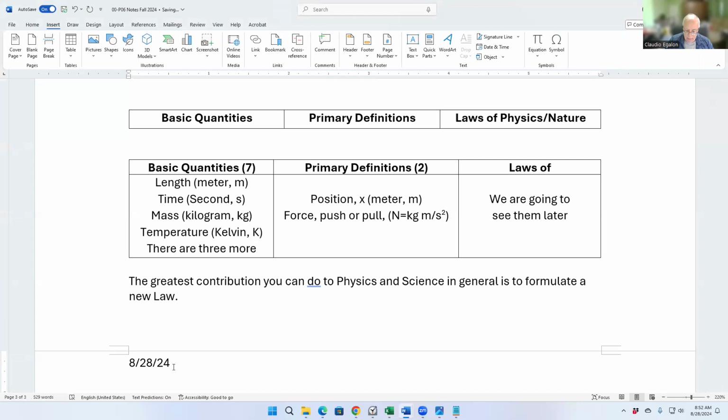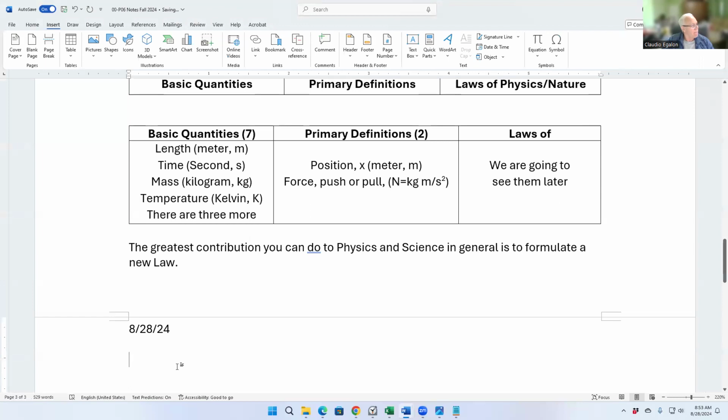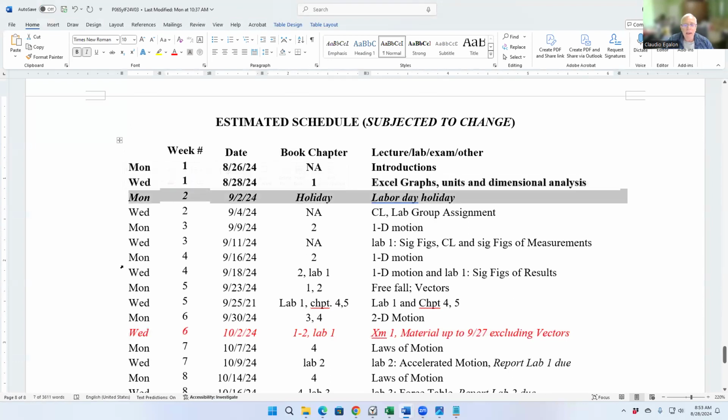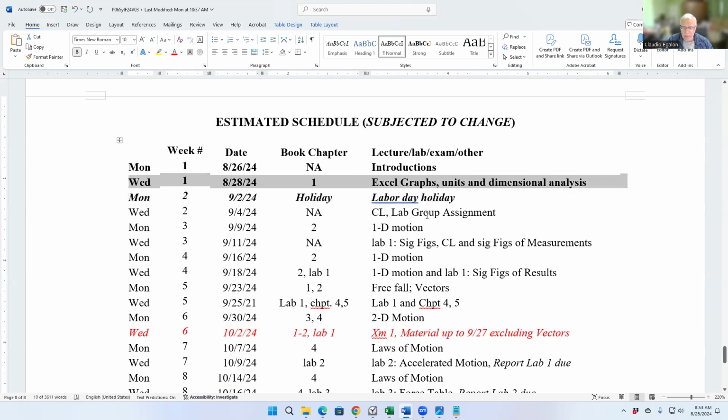8/28/24. And today is Wednesday. Let's take a look at the syllabus. Okay, that's where we are right now. Next Monday is going to be a holiday, Labor Day holiday, so we are not meeting. What I want to cover today is going to be Excel graphs, units, and dimensional analysis. And whatever I started covering also, I'm going to just go through it again.